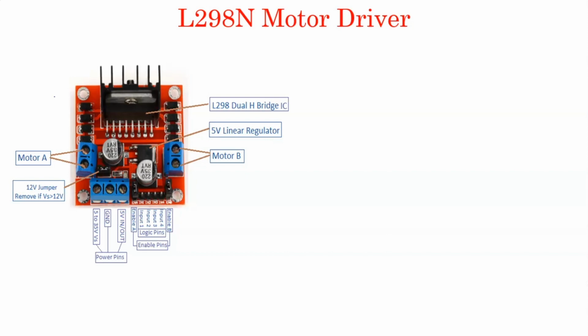To move the wheels like that, we need to have complete control over the motor. For that, we must control its speed and rotation direction. This can be achieved using a motor driver. With the help of L298N, we can control the direction and speed of the motor.